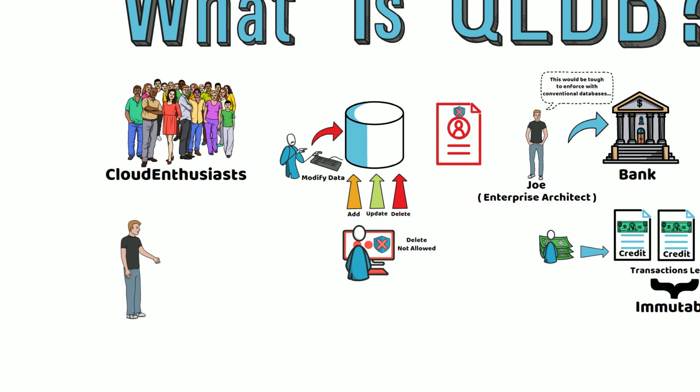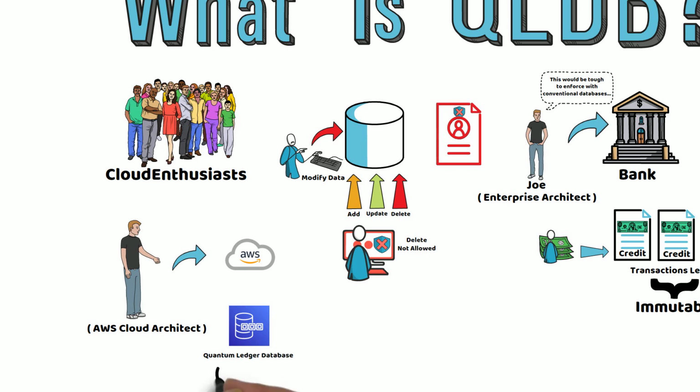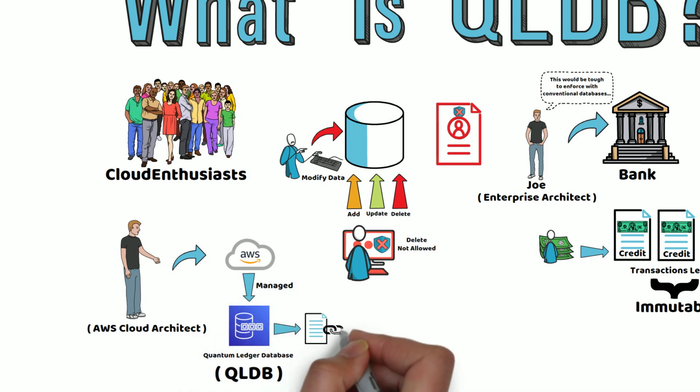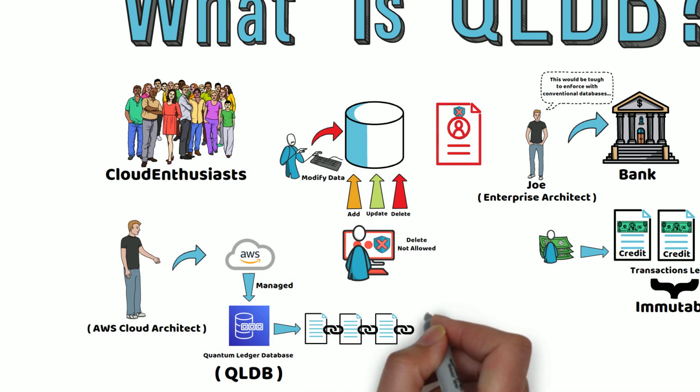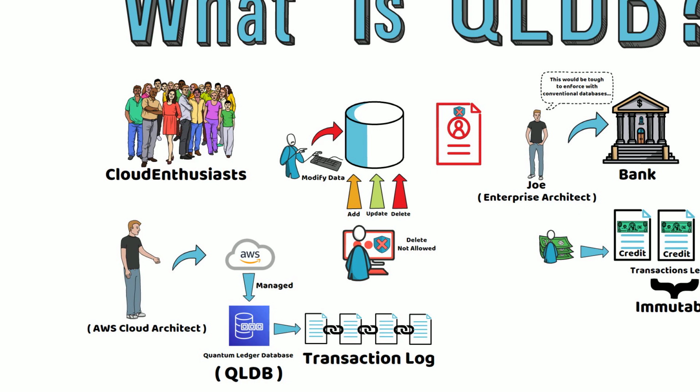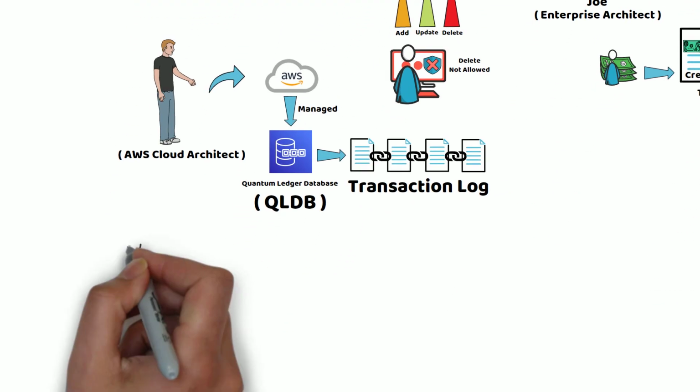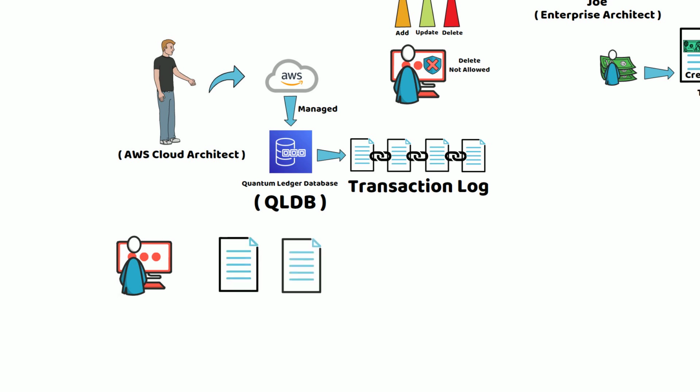But because Joe is also an AWS cloud architect, he quickly found an offering from AWS called Quantum Ledger Database, also known as QLDB. Amazon QLDB is a fully managed ledger database that provides a transparent, immutable, and cryptographically verifiable transaction log. Using QLDB, Joe was able to build an application that can track all data changes and maintain a complete and verifiable history of changes over time.